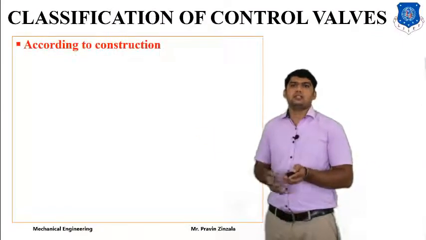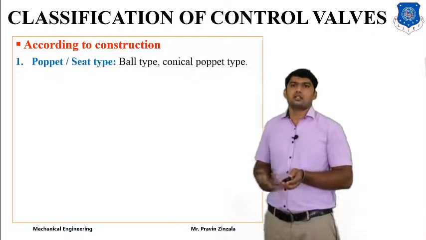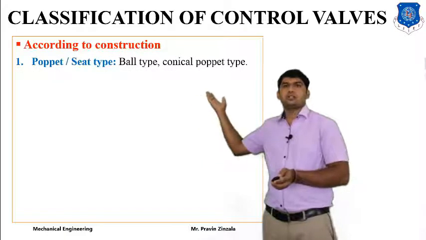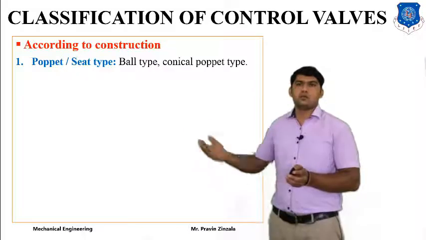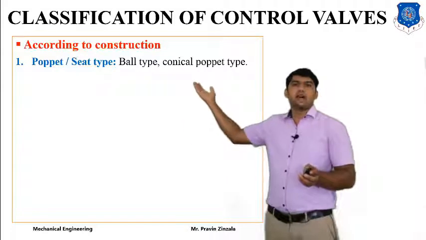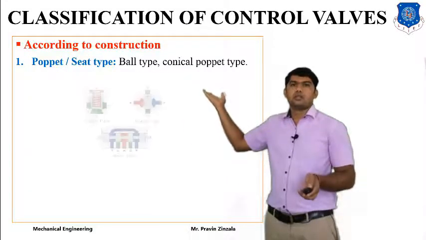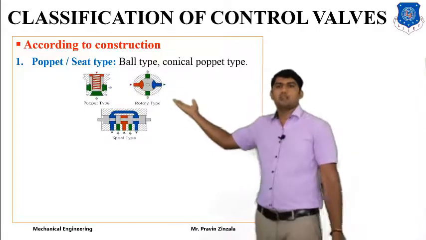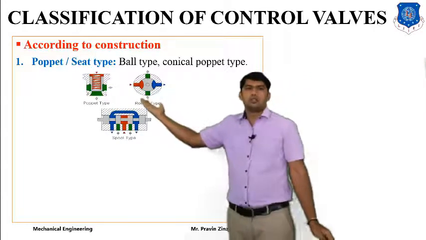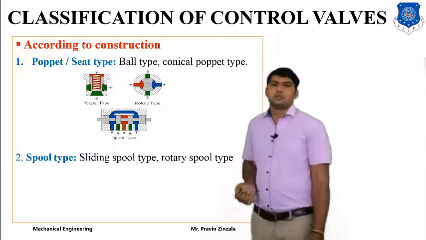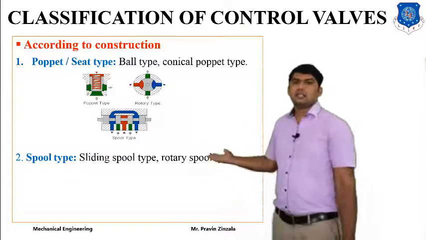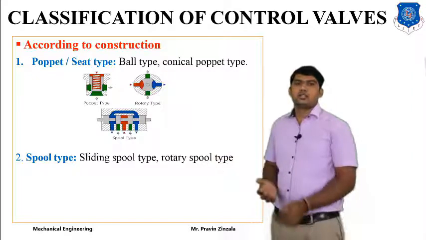The next classification is according to construction. The first example according to construction is the poppet type or seat type valve. Examples of poppet or seat type are the ball valve and conical poppet type. Generally this type of poppet is used for the operation of different valves. The second is the spool type, such as the sliding spool type and rotary spool type.